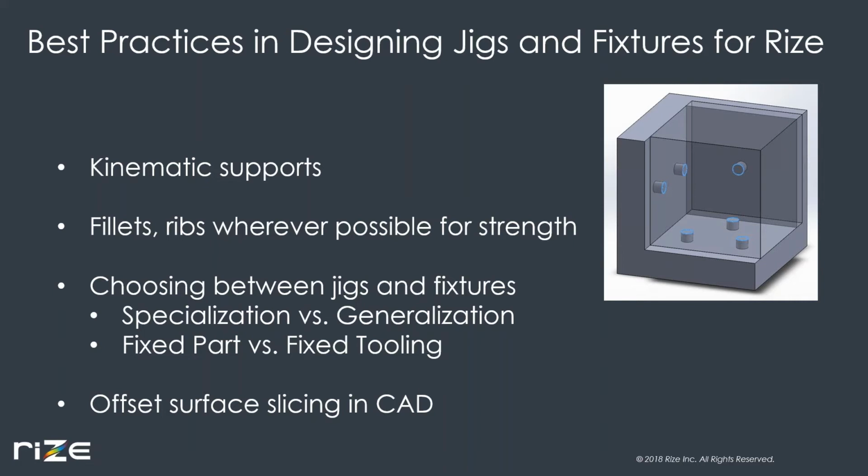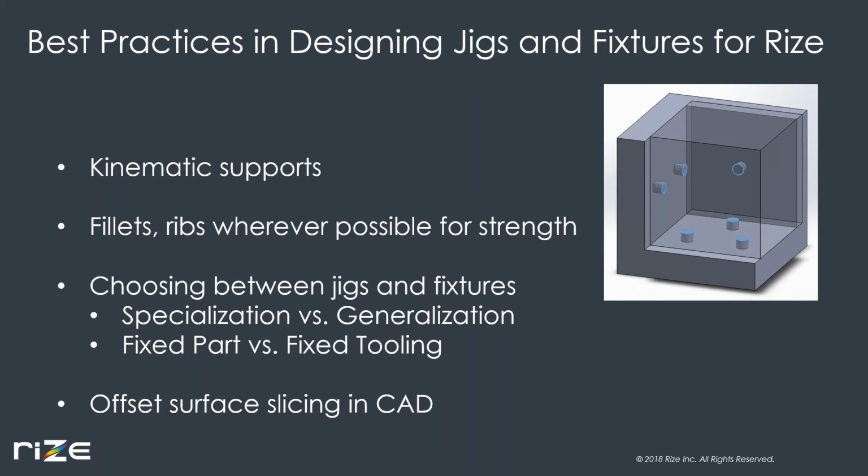Now, considering the strength and durability requirements of many jig and fixture applications, it's best to also strengthen the part with ribs and fillets wherever possible, particularly at the thinner joints.